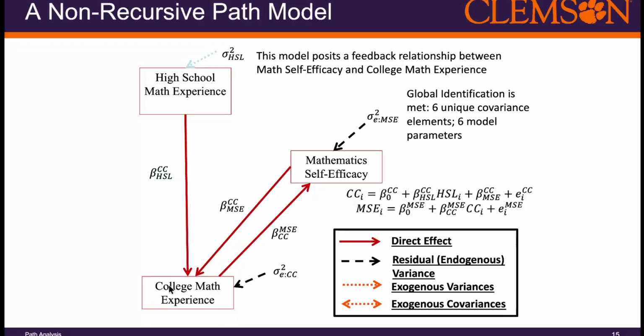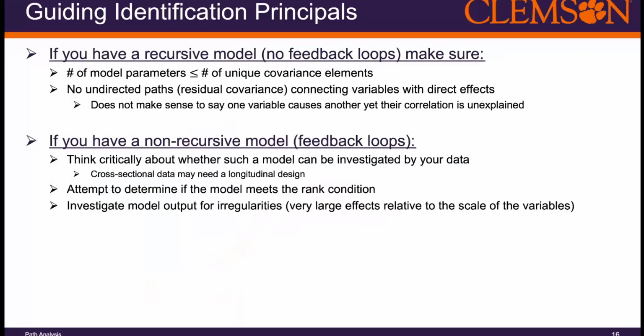This sort of loop back and forth here, this is not estimable. This sort of breaks the local identification set. So the guiding principles are this: if you have a recursive model with no feedback loops, make sure your number of parameters in your model is less than or equal to the number of unique covariance elements, and that there are no undirected paths connecting variables with direct effects. Finally, if you have a recursive model, think about whether you can actually investigate such a model with your data. And if not, you may have to go and think about a longitudinal design.